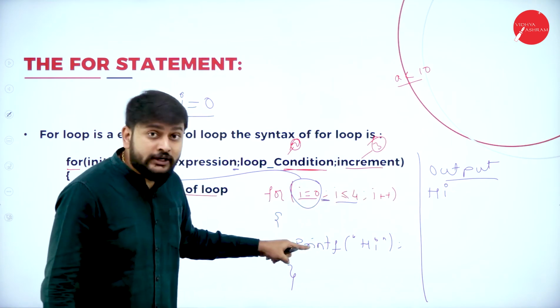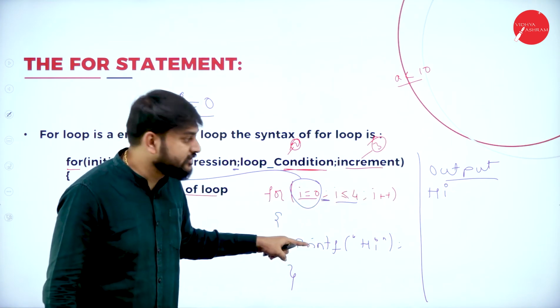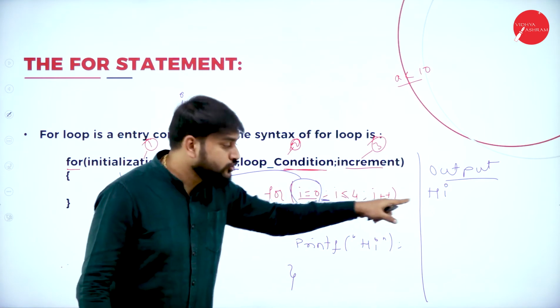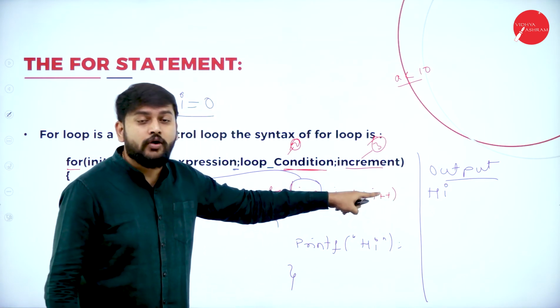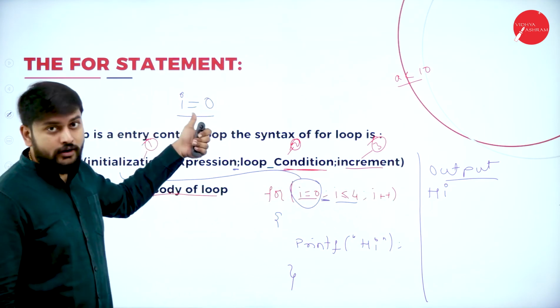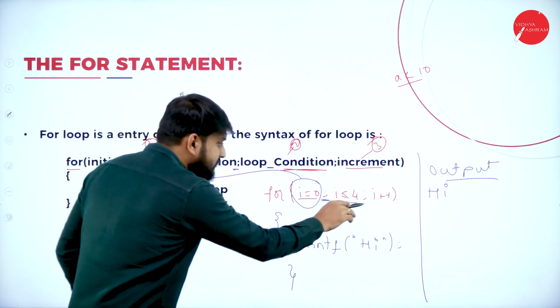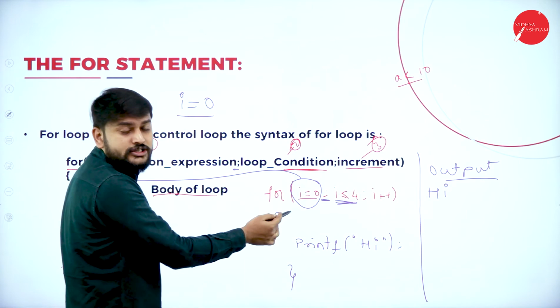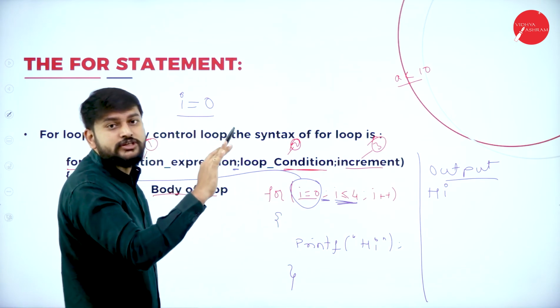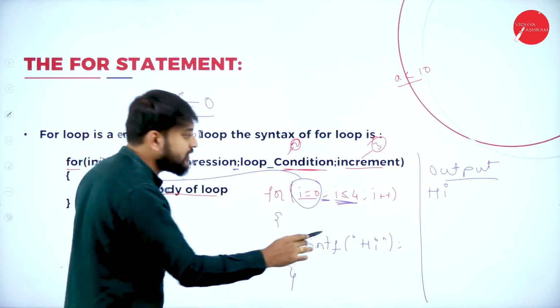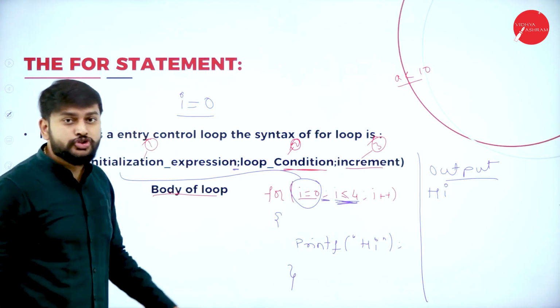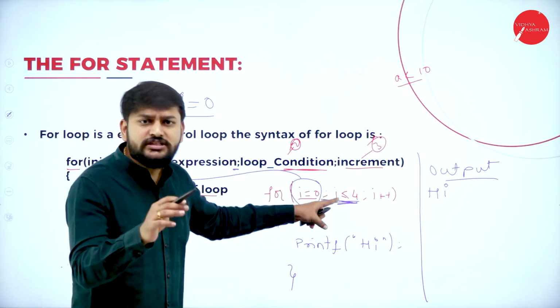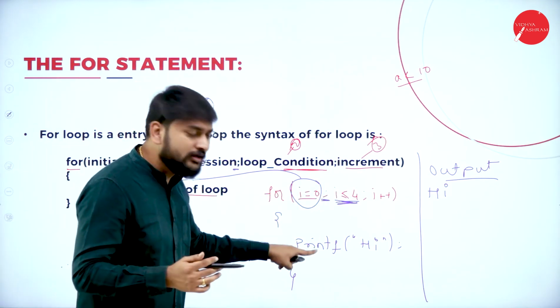So this will be printed. The statement is executed, hi is printed, and now the i value will get incremented. The i value is 1. Next time, again it will check the condition. It will not go for the initialization. Only one time the initialization will happen in the for loop. So next, I have to check: 1 is less than 4. Yes, it is true. Again, it will go inside.